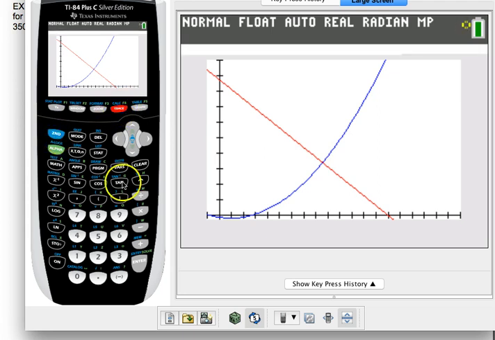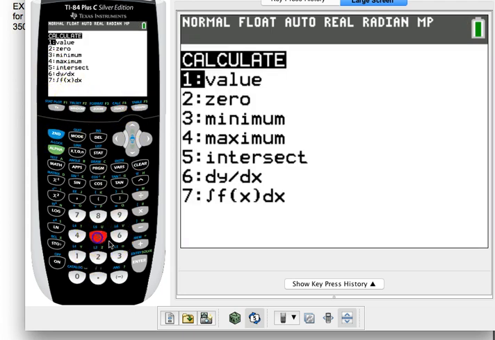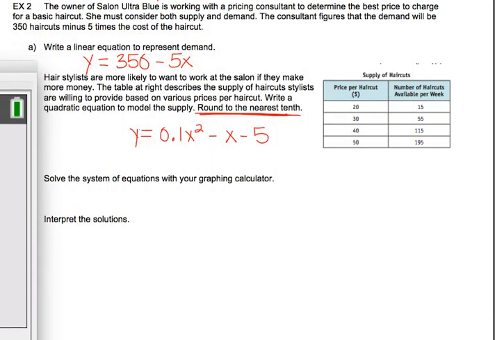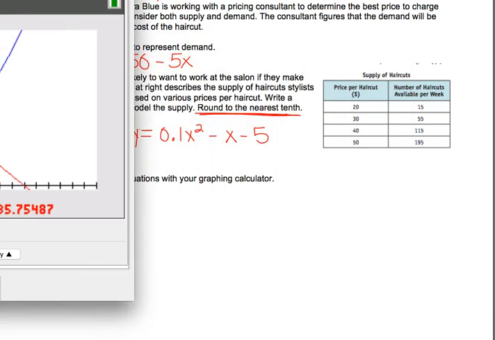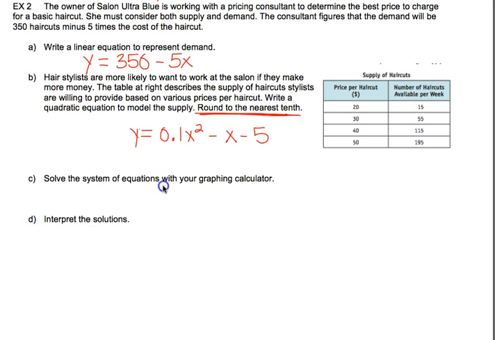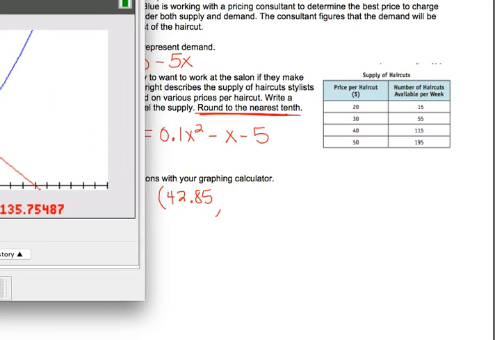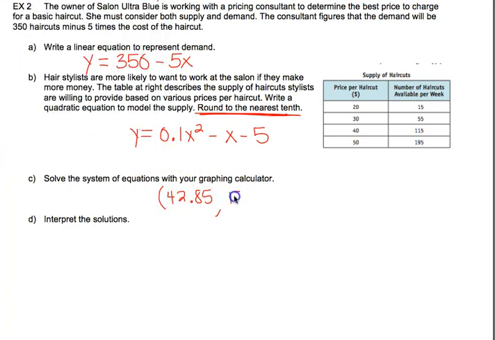So go to second trace, choice 5 for intersect. Yes, this blue guy is my first equation. Yes, that red one is my second. And yes, I want the calculator to guess. And now it gives you your solution. Now, the actual solution in this case is 42.85 and then 135.75.